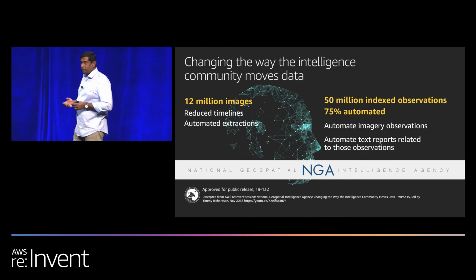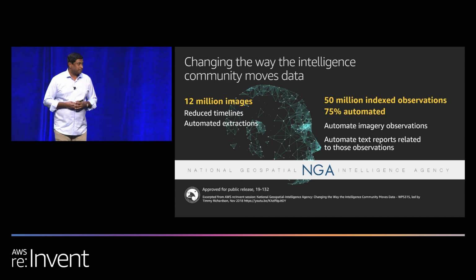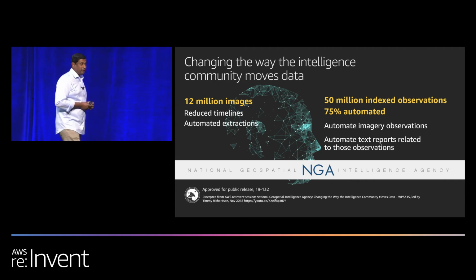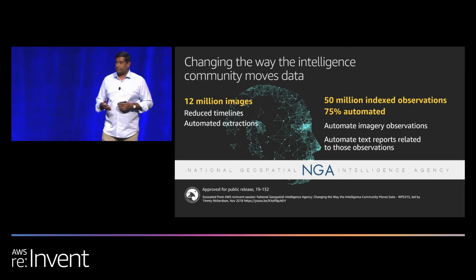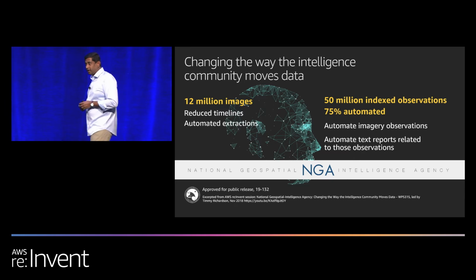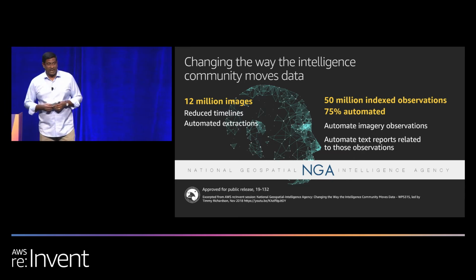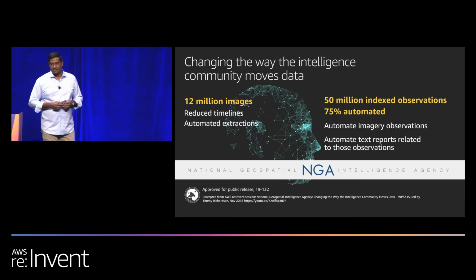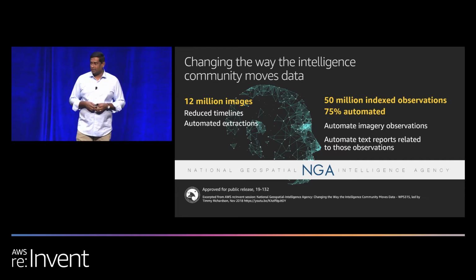They move data everywhere, and the data could be things like the map of the ocean floor. They have 12 million images. They've carried out 50 million indexed observations, and 75% of these observations are automated. They would require about 8 million analysts to do the work. We, of course, do not have 8 million analysts. 8 million analysts with that capability don't exist in the world. The NGA uses artificial intelligence to make this happen.